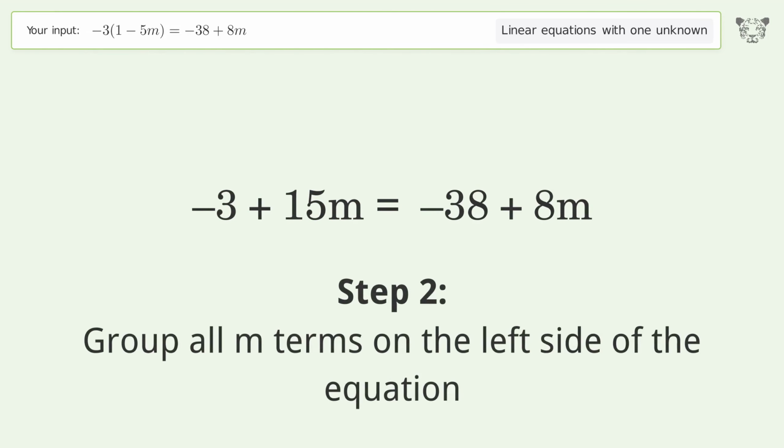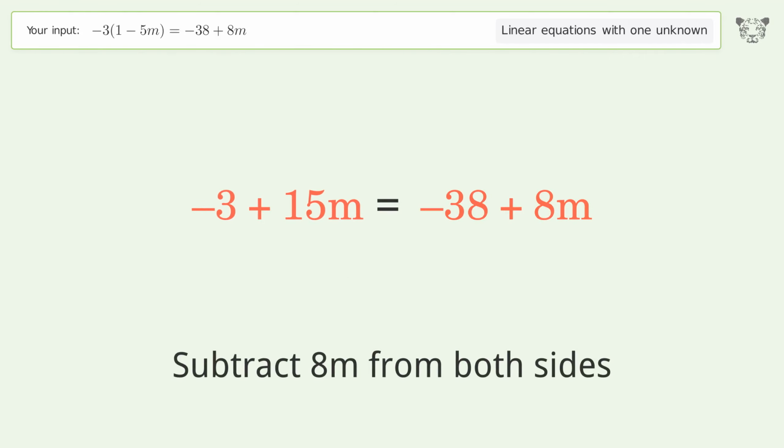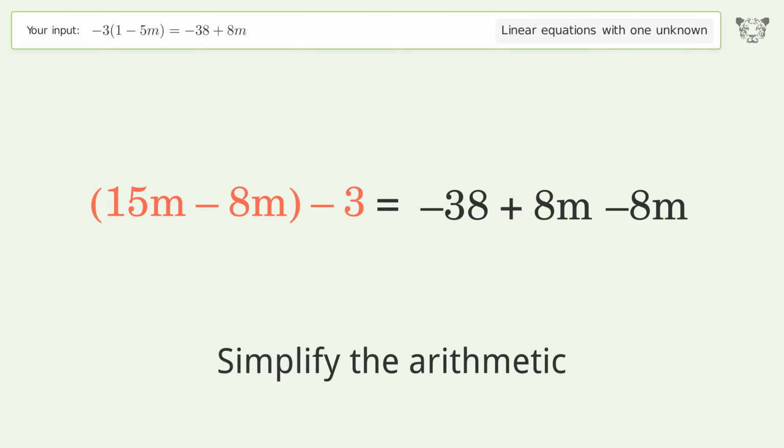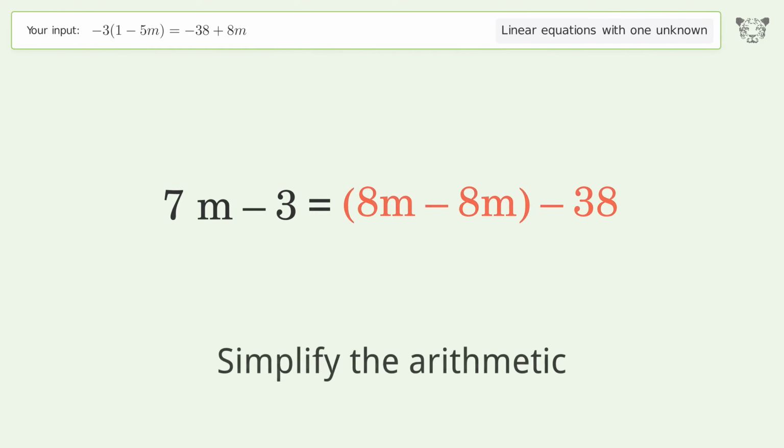Group all m terms on the left side of the equation. Subtract 8m from both sides. Group like terms. Simplify the arithmetic. Group like terms. Simplify the arithmetic.